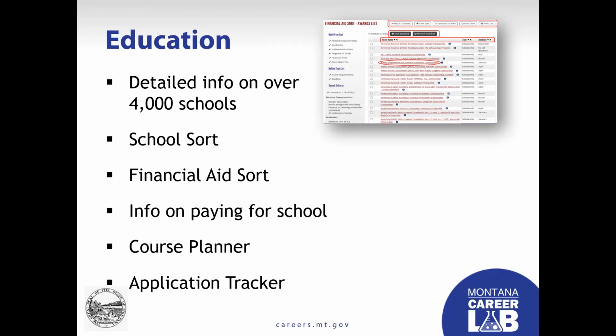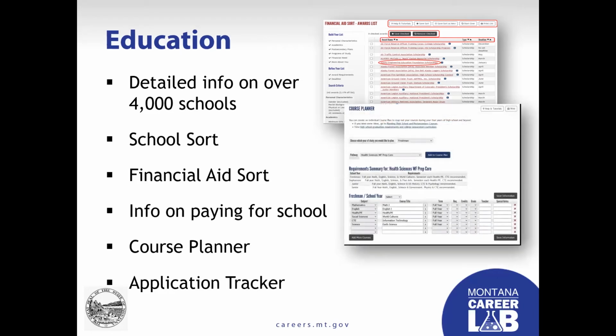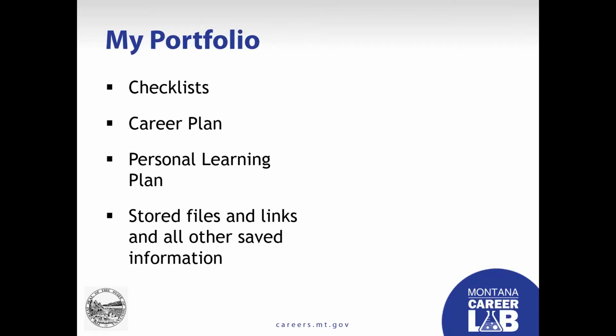There's information on paying for school, and there's course planner information. So the course planner is where they can keep track of their classes and schedule courses for each year. And the application tracker, that will track their application process for college. Everything that a student saves goes into their portfolio. So the great thing about that is that they can get back to anything they were looking at easily.